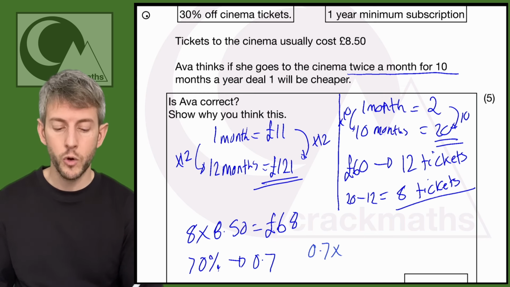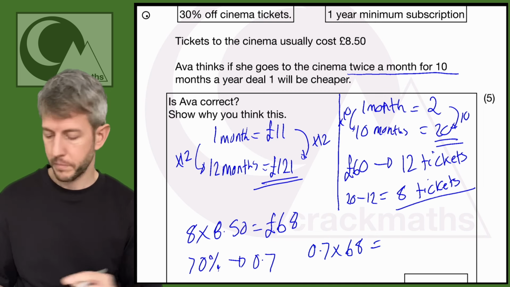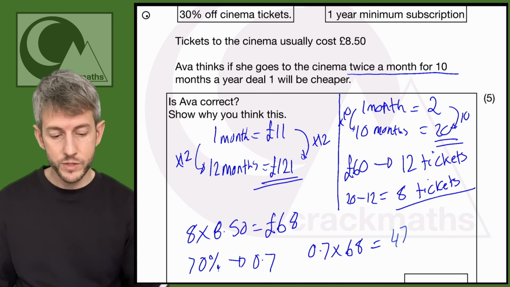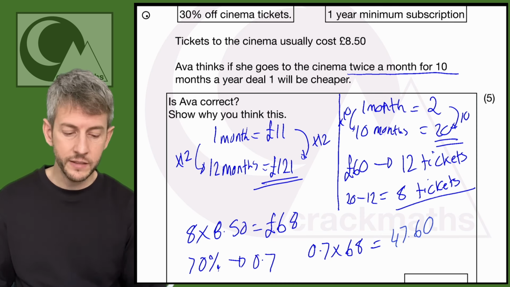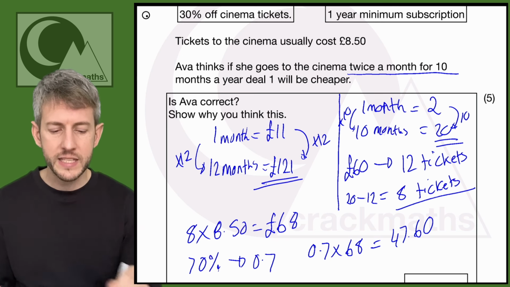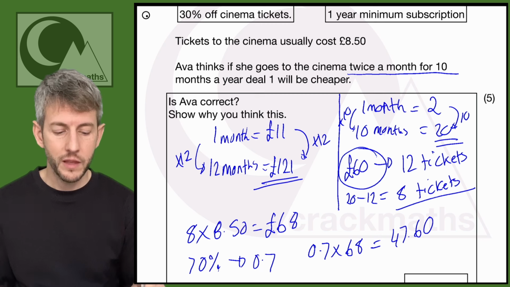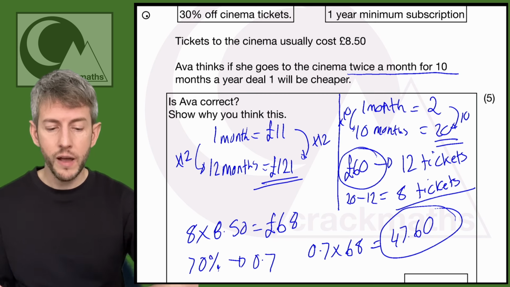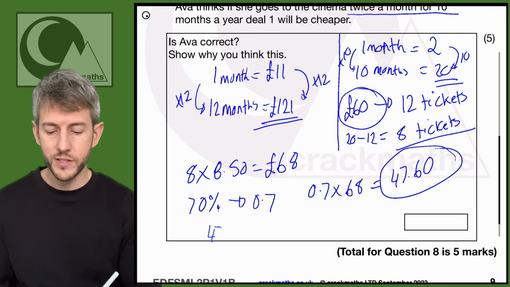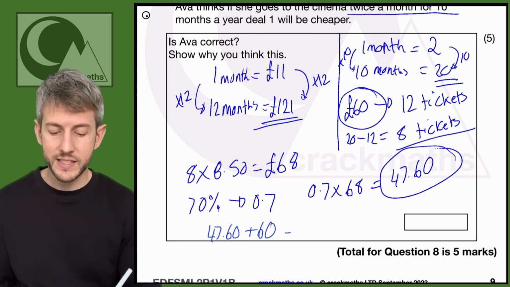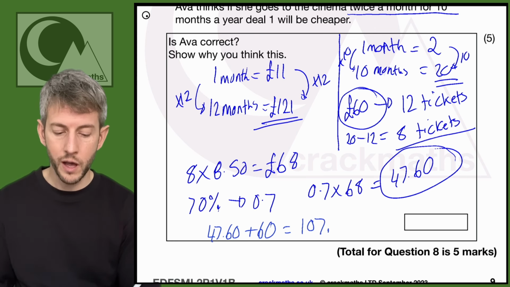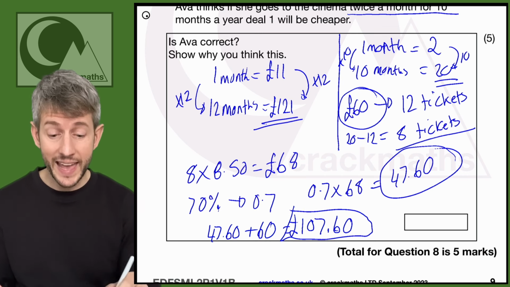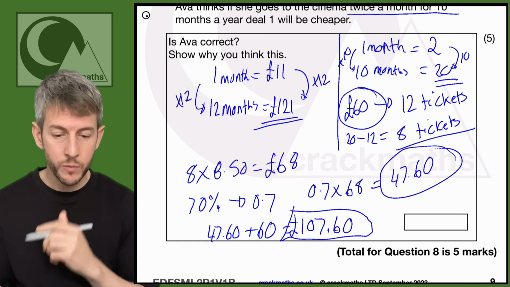Okay, so now I'm just going to do 0.7 times 68. Okay, 0.7 times 68, and that equals 47.60. So now what we need to do is we know it was £60 for the 12 tickets, 47.60 for the extra 8 tickets. So if I add those together, 47.60 add 60, that equals £107.60. Now, £107.60 is less than 121.